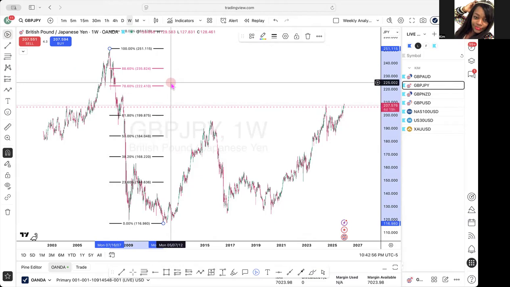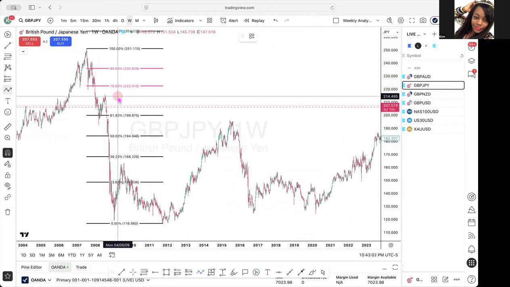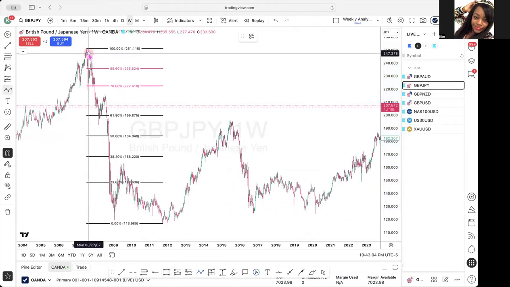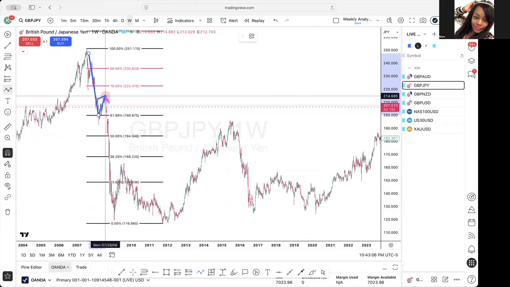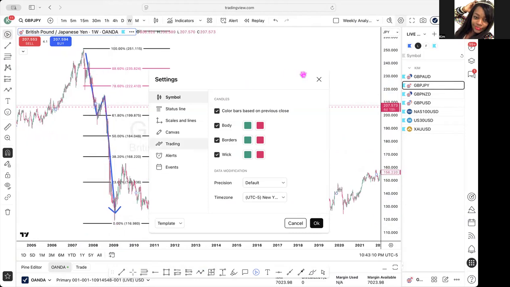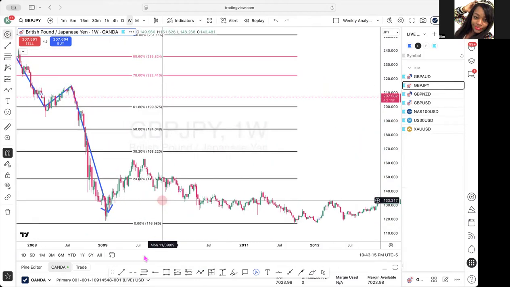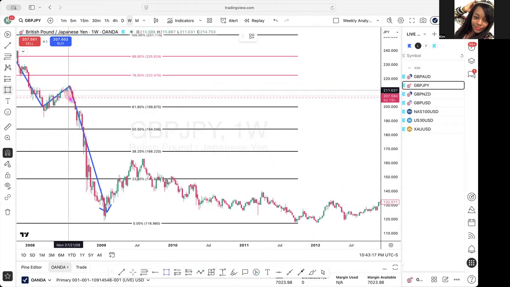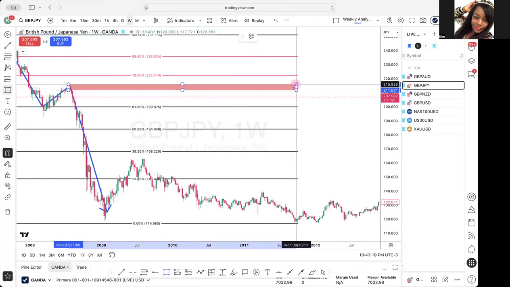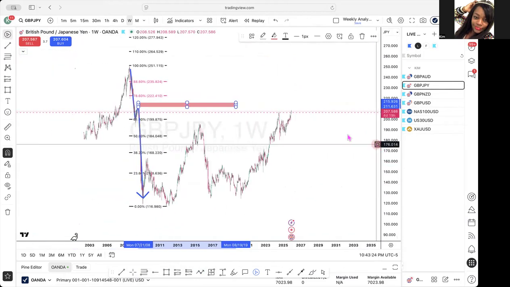However, if I look at the structure going down, right? We have this move down, this correction, and this move down. All right. So based on this current move here, we have tapped into a supply zone. I think we tapped into it. Let's see. Oh, no, we haven't tapped into it yet.